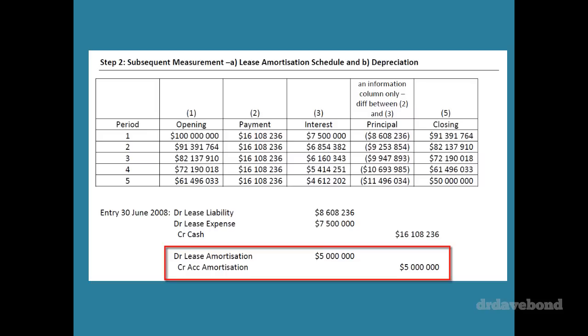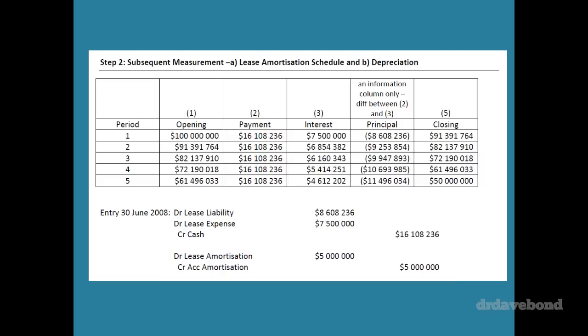So lease amortization, credit some sort of accumulated amortization or depreciation, and that's based on the 100 million minus the 0 residual, so the depreciable amount, over 20 years, which gives you $5 million a year. And so we've dealt with the liability, we've dealt with the asset.